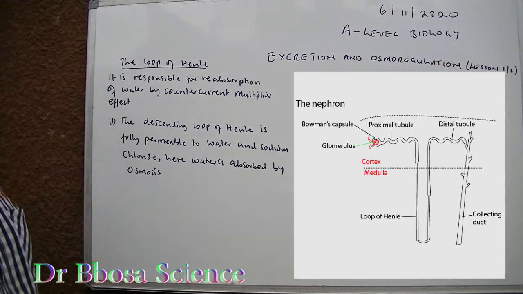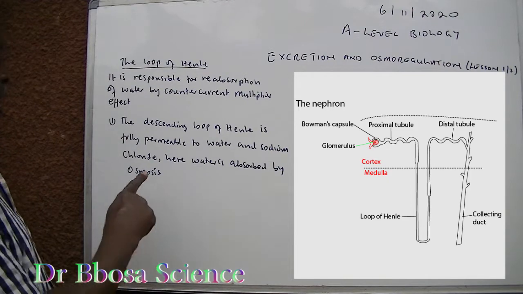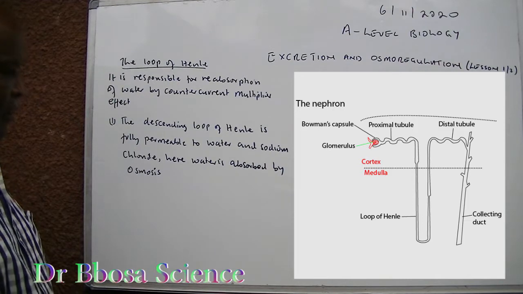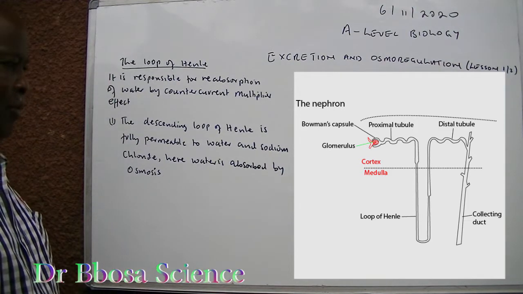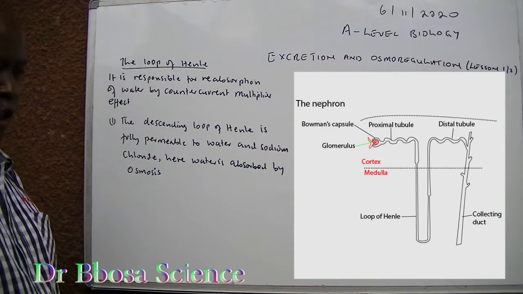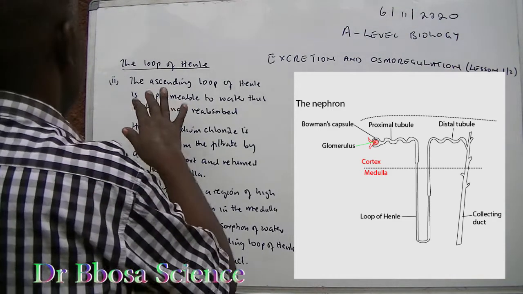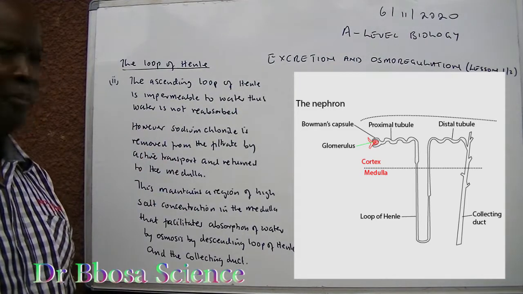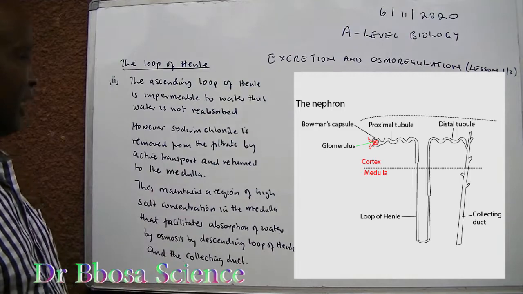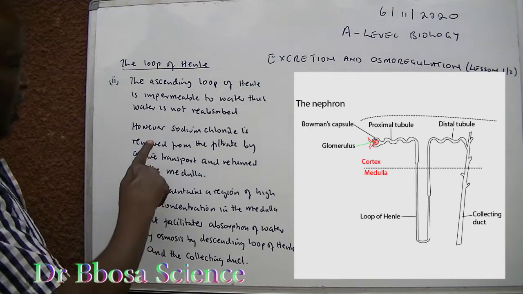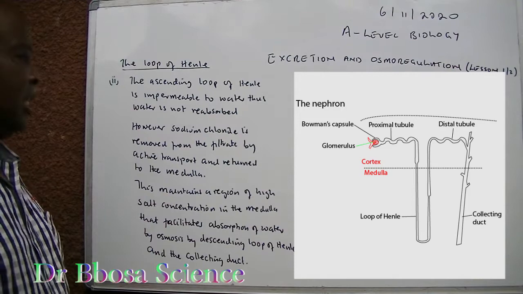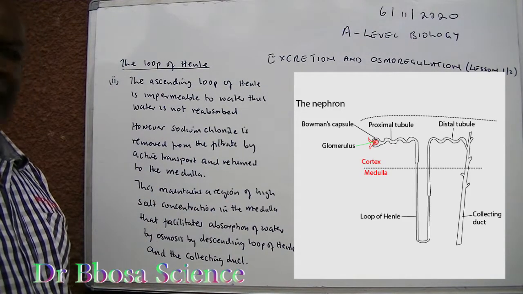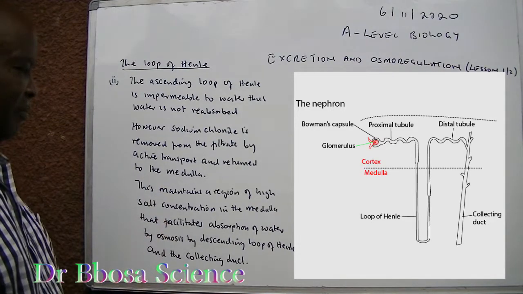1. The descending loop of Henle is fully permeable to water and sodium chloride. Here, water is absorbed by osmosis. 2. The ascending loop of Henle is impermeable to water, thus water is not reabsorbed. However, sodium chloride is removed from the filtrate by active transport and returned to the medulla.